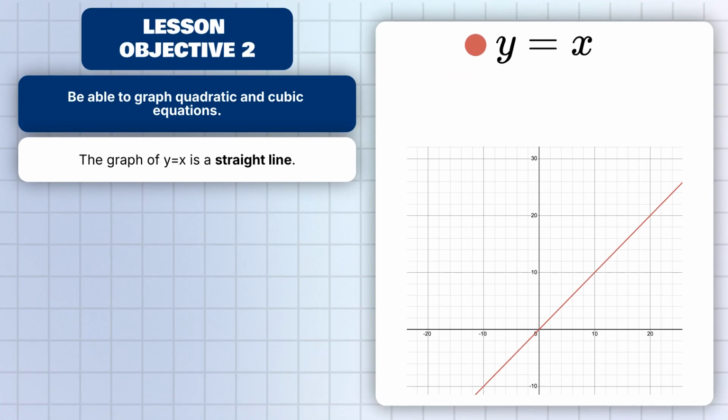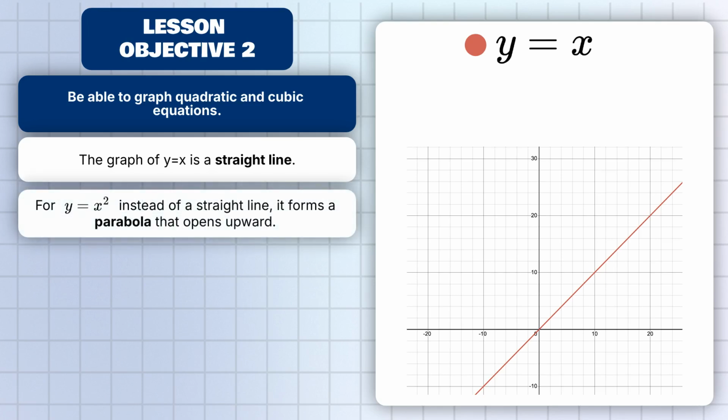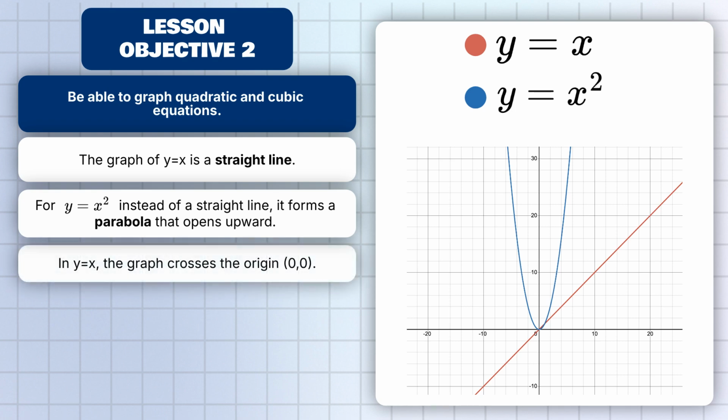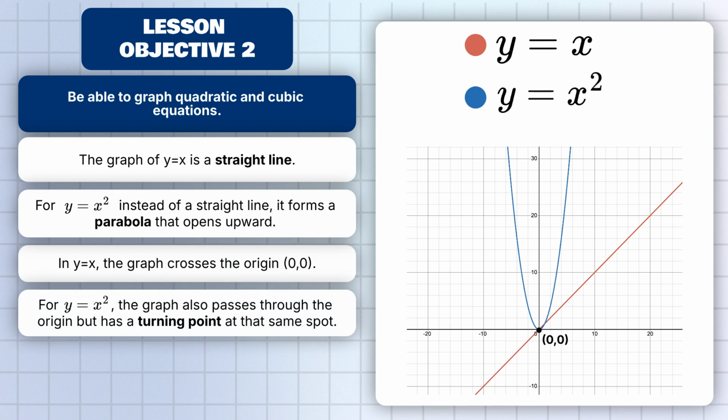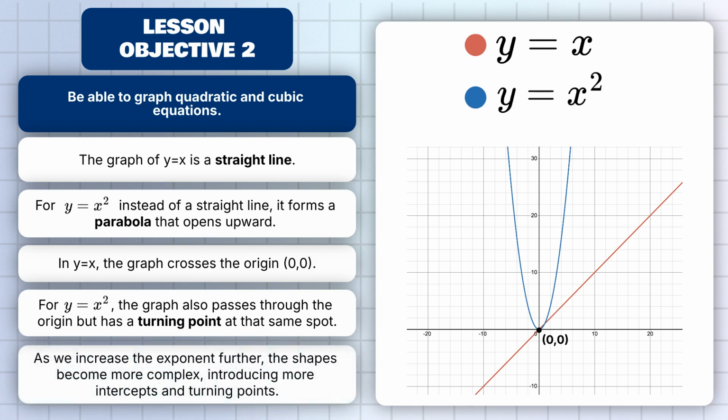We know that the graph of y equals x is a straight line. Now consider how the graph of y equals x squared is different. Instead of a straight line, it forms a parabola that opens upwards. In y equals x, the graph crosses the origin 0, 0. For y equals x squared, the graph also passes through the origin but has a turning point at that same spot. As we increase the exponent further, the shapes become more complex, introducing more intercepts and turning points.